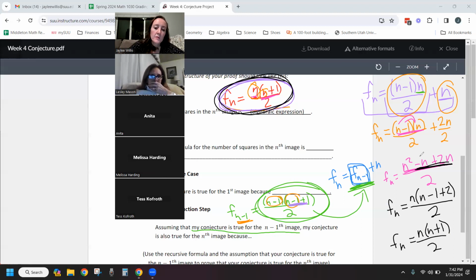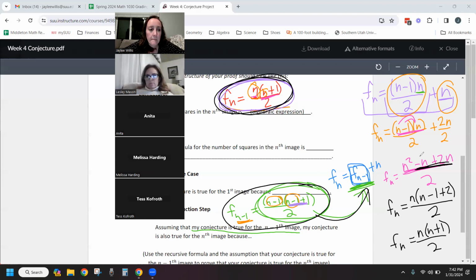The induction step is where you assume it's true for the n-1th term, and then you use that to prove that it's true for the nth term. And then the last step is just concluding it, which is describing the domino effect that we talked about earlier: assuming that the previous term is true implies that the next term is true, which makes it true for an infinite number of numbers. So, what questions do you guys have about that?